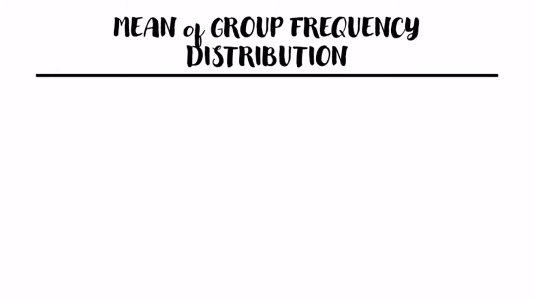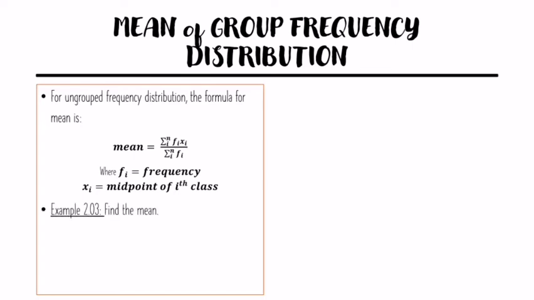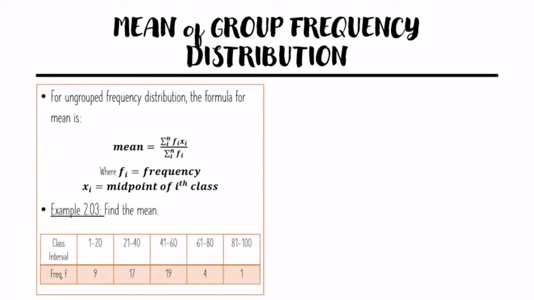Okay, so now let's see mean for grouped frequency distribution. For grouped frequency distribution, the formula for mean is mean equals the summation of fi xi divided by the summation of fi. In this case, fi is still our frequency. However, our xi is the midpoint. So let's say we have this data. We have 5 class intervals.